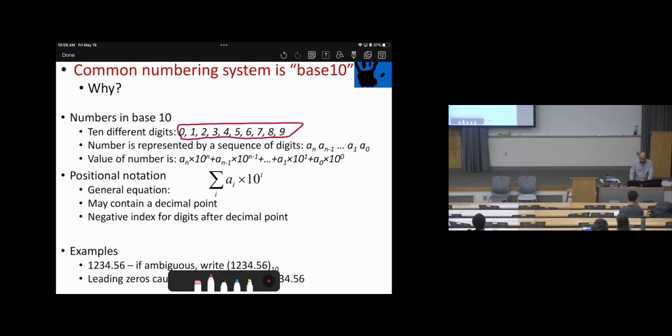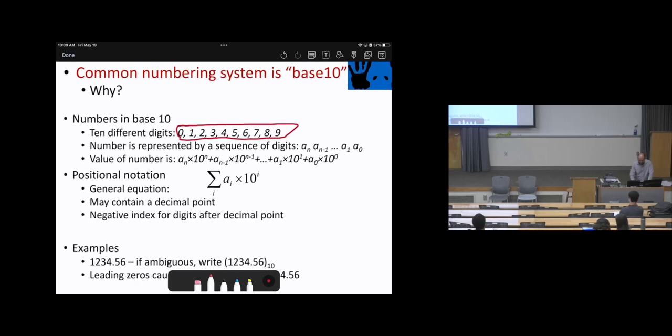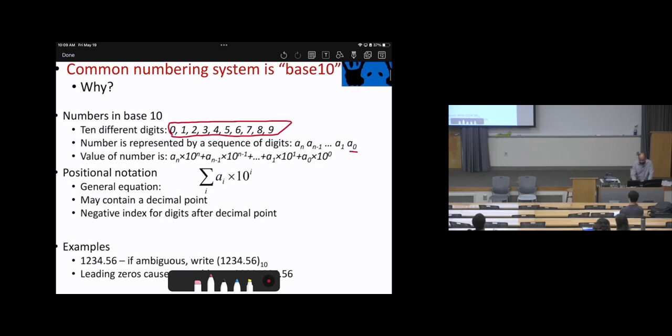So we are using these unique digits to represent the numbers, originally from the angles. Then these numbers can be represented as a sequence. So the least significant bits on the right, the most significant bits on the left. Then the value of the number is based on the positions. That's something we call positional notation. So the position or the location of the number matters.